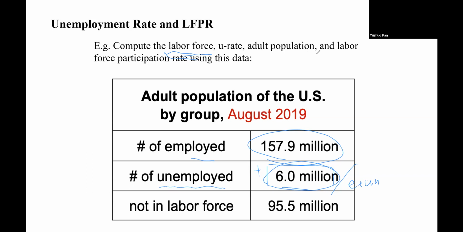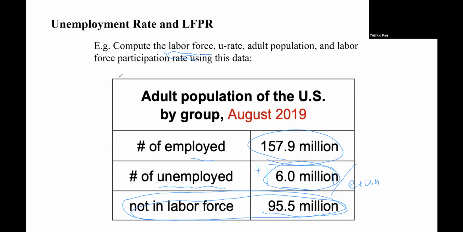The adult population equals the people in the labor force plus the people not in the labor force. In the first part, we already have the number for the labor force, plus this number here. The last one is the people who are not in the labor force. Together would be the adult population.